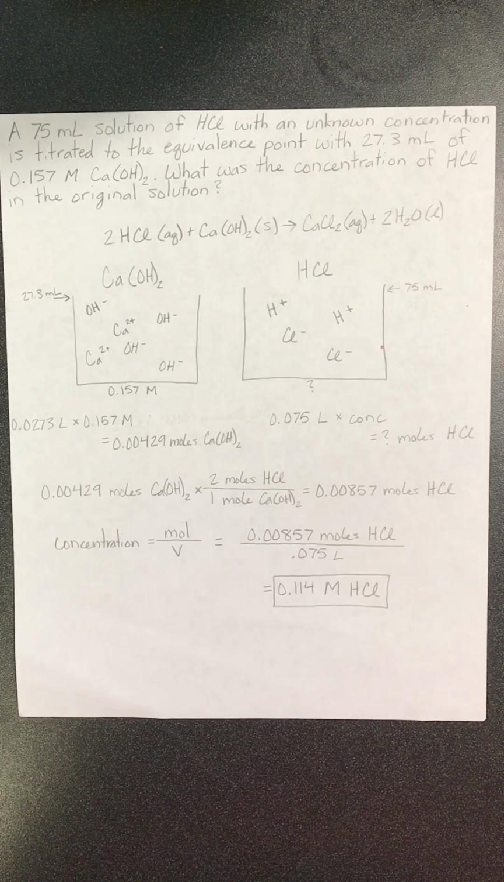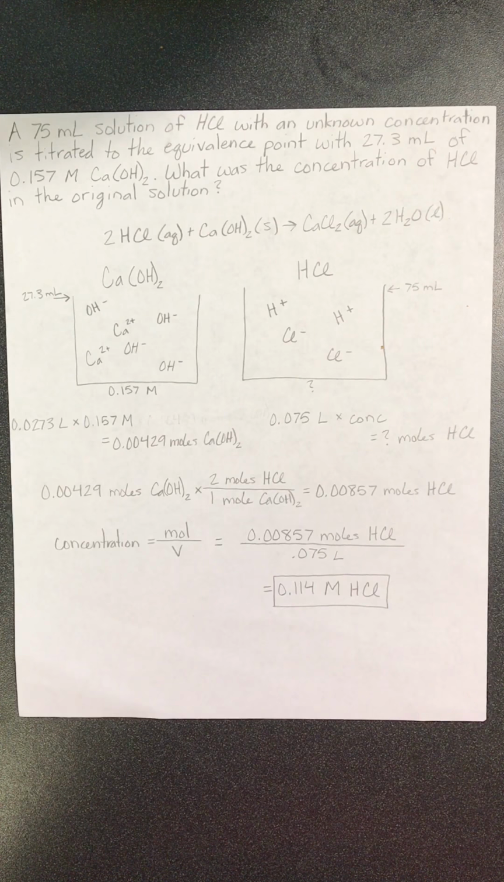Here we have a problem that states a 75 milliliter solution of HCl with an unknown concentration is titrated to the equivalence point with 27.3 milliliters of a 0.157 molar solution of calcium hydroxide. What was the concentration of HCl in the original solution?